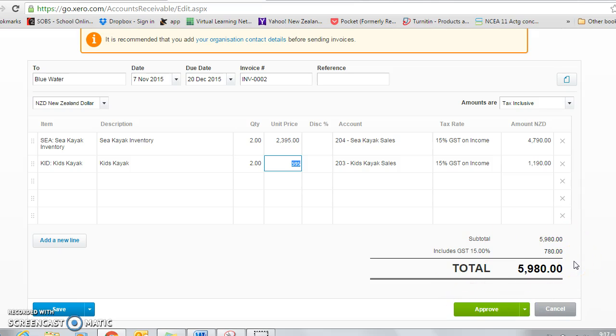I'm going to show you what happens if you put it in as tax exclusive. Xero then takes this figure as not including GST and adds it on top of, so you can see the total amount owing is incorrect, because we know this price already includes GST, so you must state that the invoice is that. You then approve.